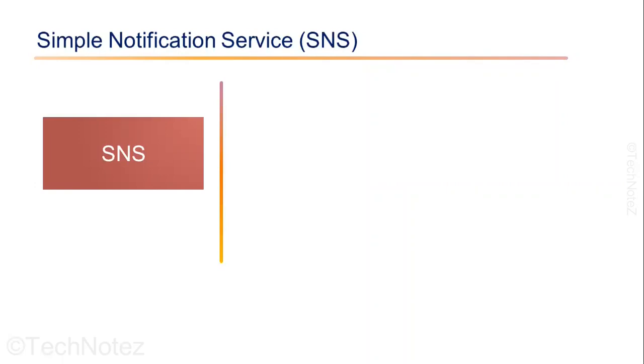Let's talk about Simple Notification Service, or SNS. SNS is a fully managed pub/sub messaging service that enables you to send and receive messages between different services and applications. It provides reliable, scalable, and highly available messaging capabilities that can be used to decouple application components, coordinate workflows, and trigger downstream actions.